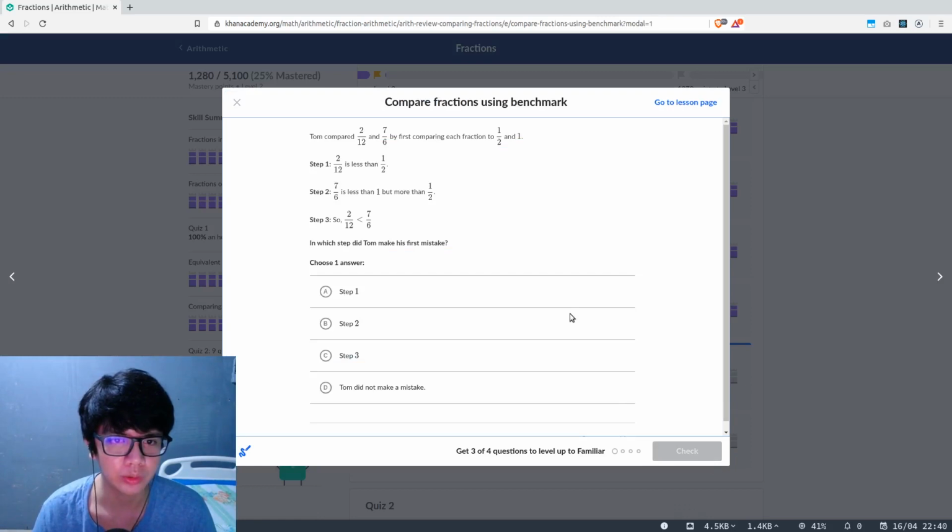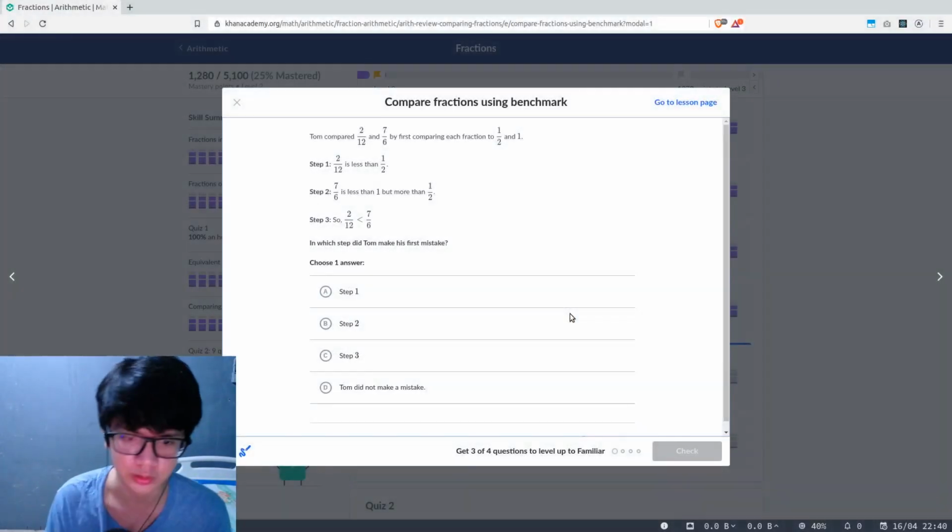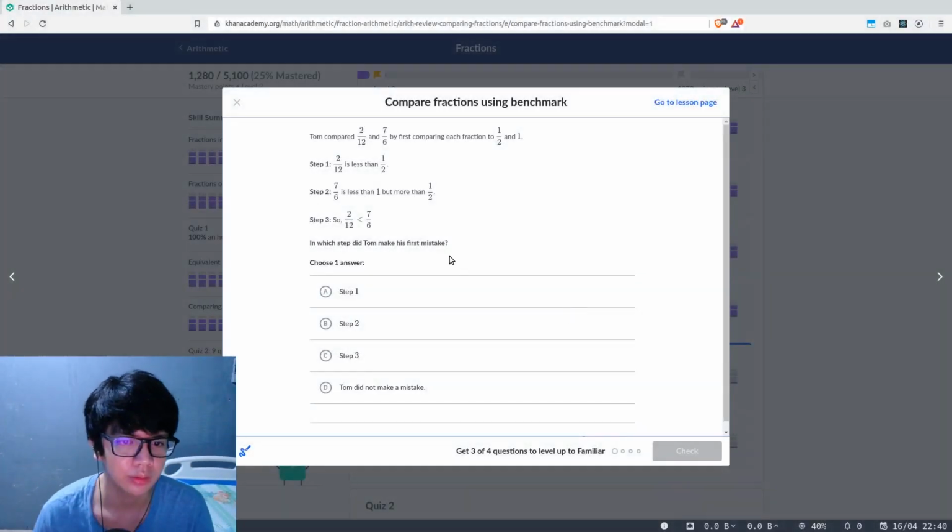Tom compared 2/12 and 7/6 by first comparing each fraction to 1/2 and 1. 2/12 is less than 1/2. 7/6 is less than 1. Wait, it's actually greater than 1. Step 2.